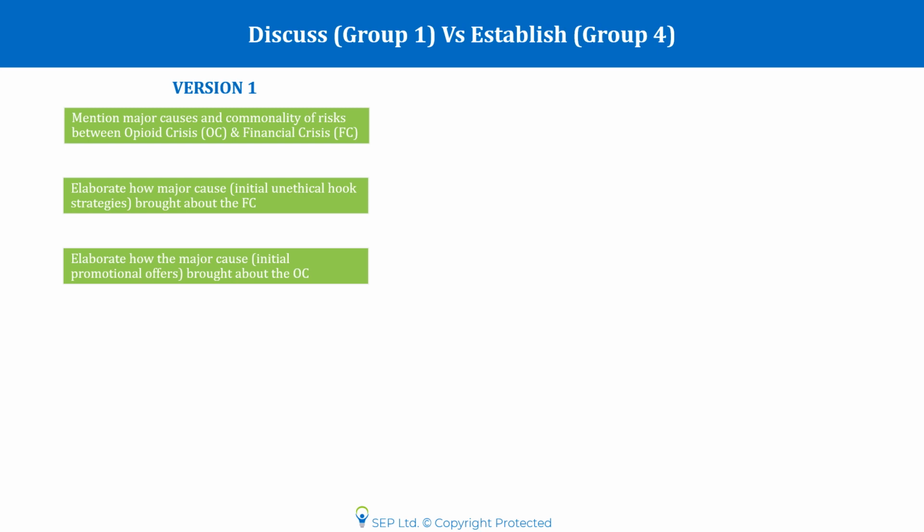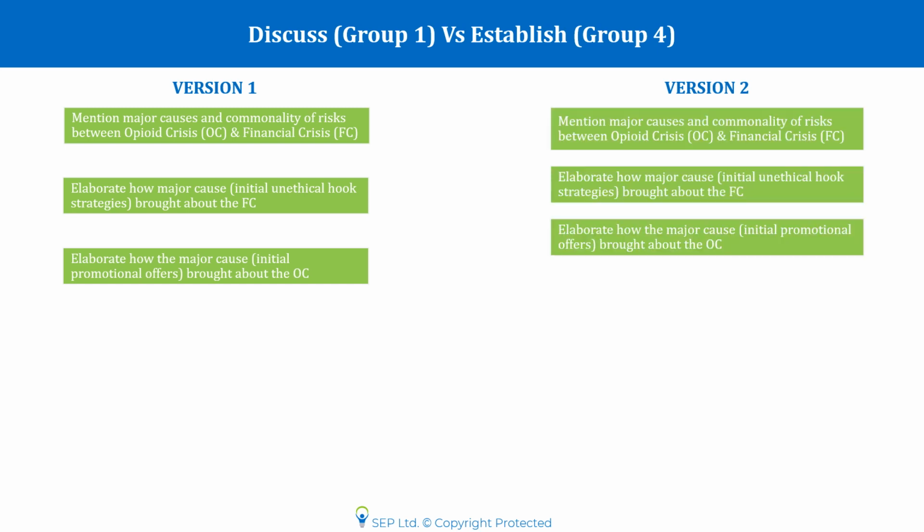By looking at these three para summaries, we know straight away that here the author is talking about the major causes behind the two crises, and that is all. If you look at version 2 of this passage, the first three paragraphs are the same. That is, the first one mentions the major causes and the common risks between the opioid crisis and the financial crisis. The second para and the third para elaborate upon the major causes behind the two crises respectively.